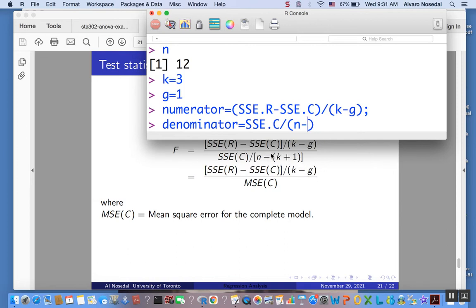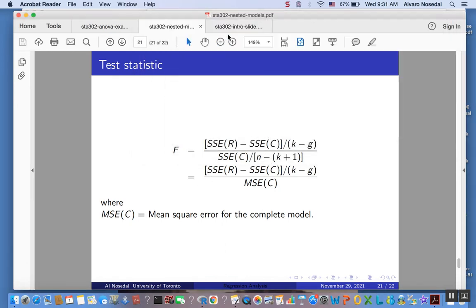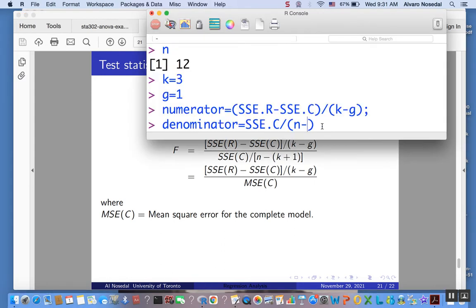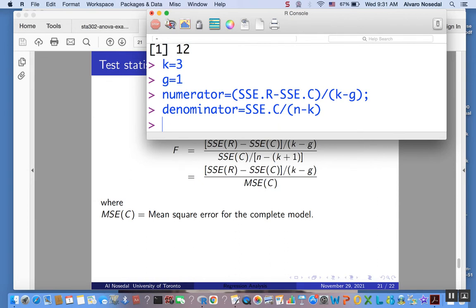Before, when we talked about nested models, we had k plus 1, because that model, for the situation we discussed back then, had beta 0, beta 1 up to beta k. So it had a total of k plus 1 beta parameters. But in our case here, the complete model has only 3. So we now know, let me call it F star, our test statistic is just going to be that numerator divided by that denominator.